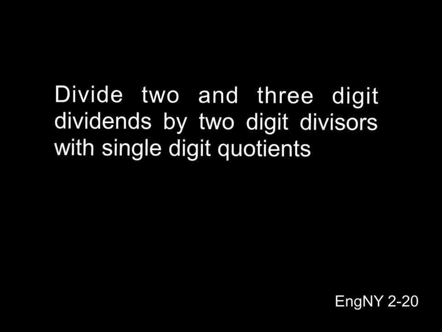This lesson is about dividing 2 and 3-digit dividends by 2-digit divisors with single-digit quotients. Very similar to yesterday's lesson, but not quite the same. First problem, 72 divided by 21. Just like yesterday, we're going to estimate first, okay?